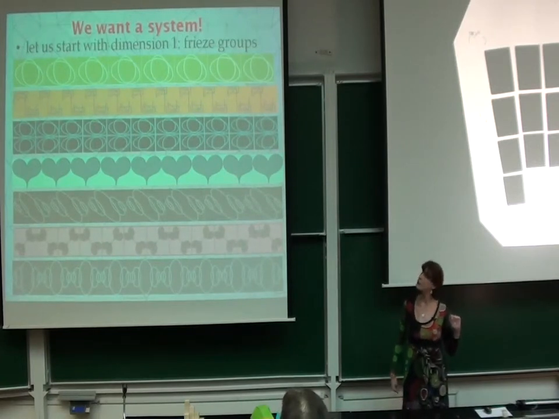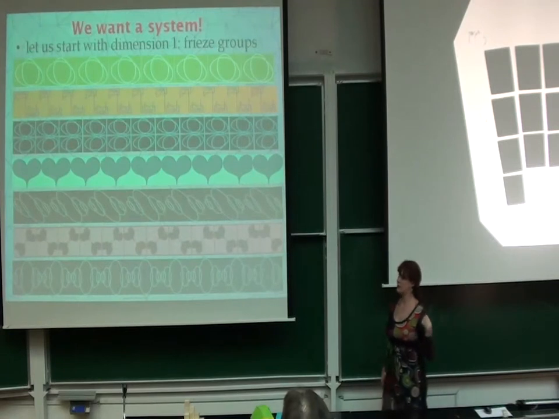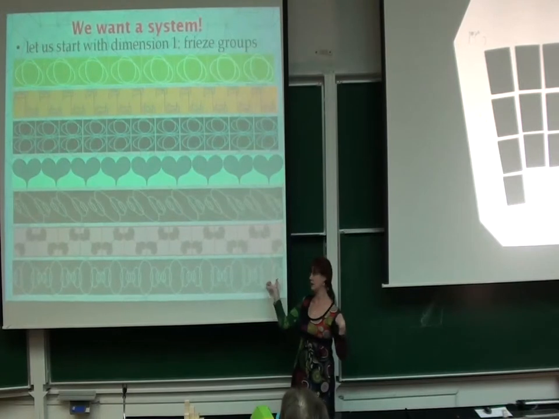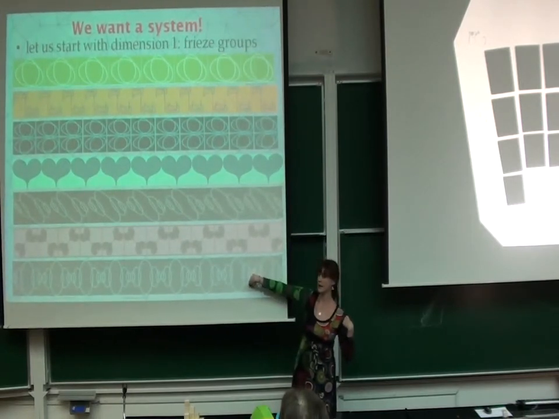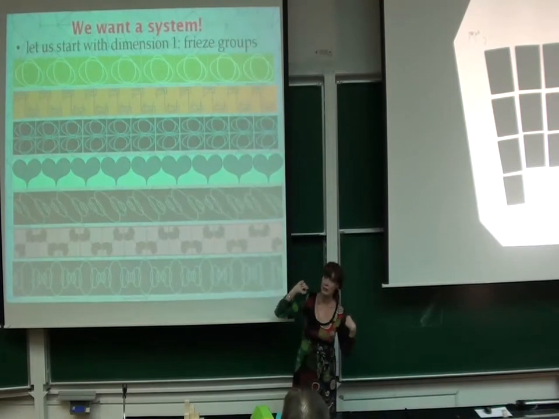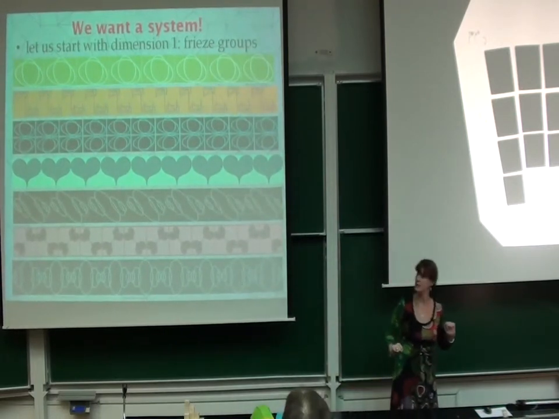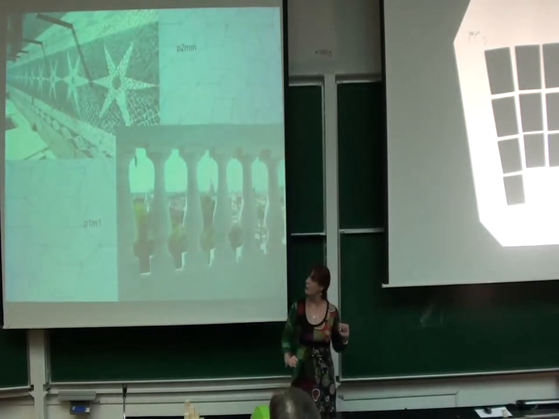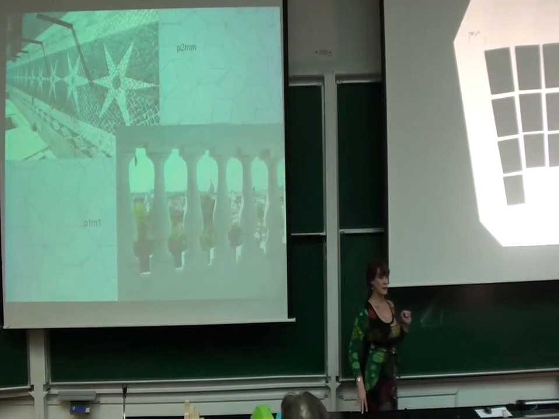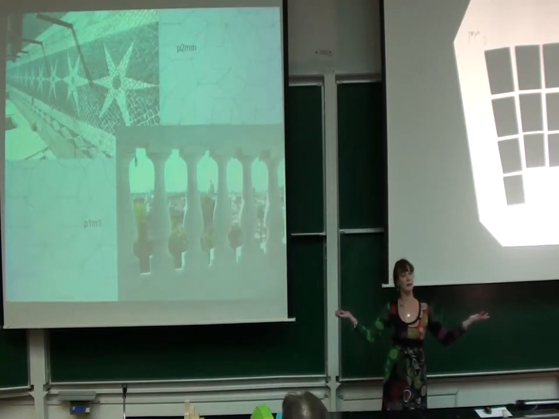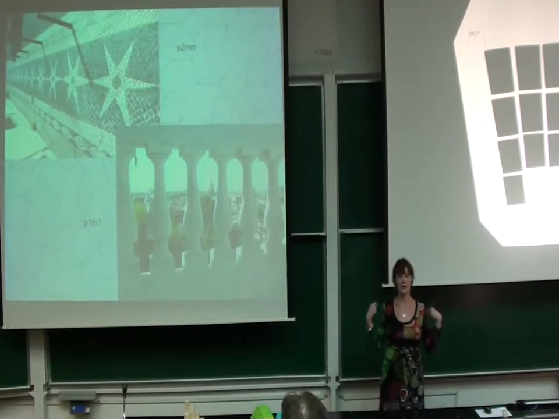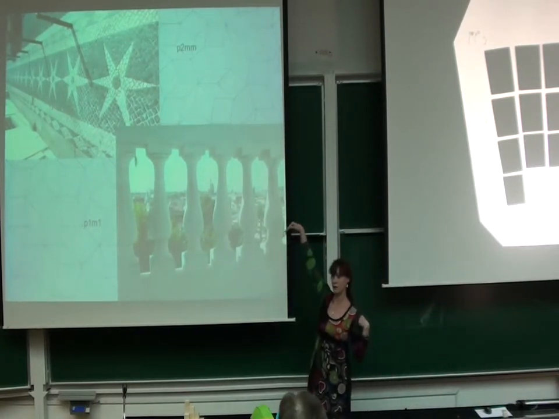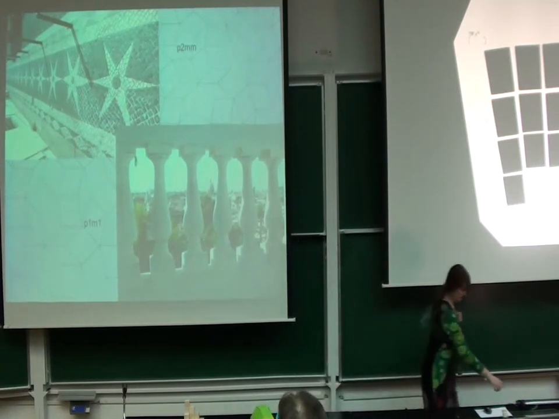In 1D, we have seven so-called frieze groups that are classified. For example, this one has both horizontal and vertical mirror lines and can also be rotated by 180 degrees. The first one has only translational symmetry and nothing else. And these are all seven types. You can meet them in many places. For example, the one above has the maximal type of symmetry among the frieze groups, while this one doesn't have the rotation and also doesn't have a horizontal mirror line.